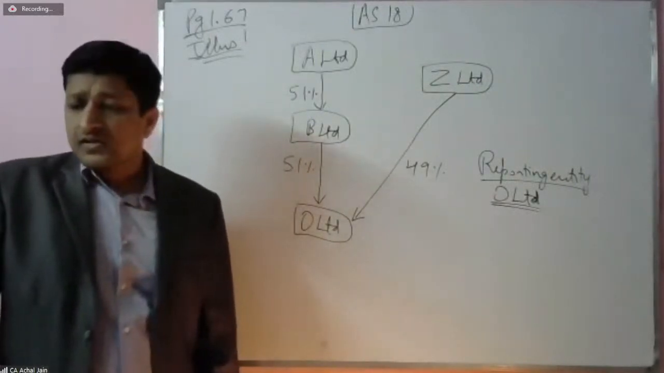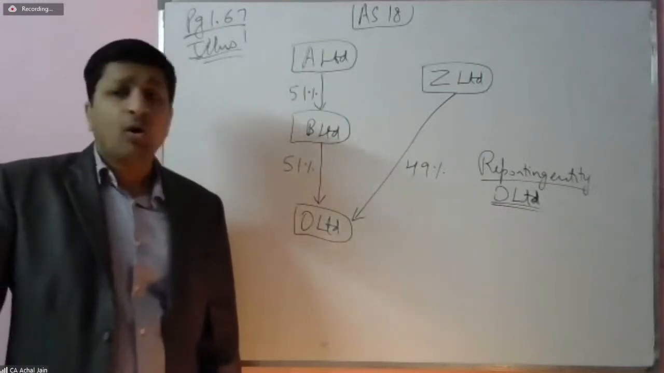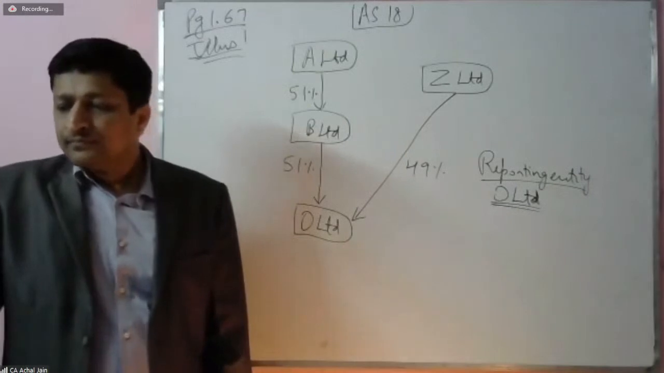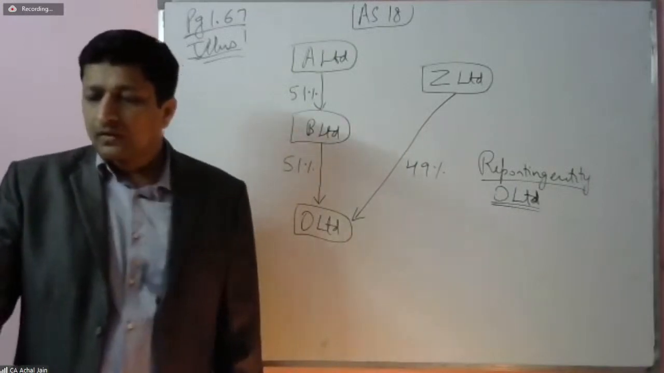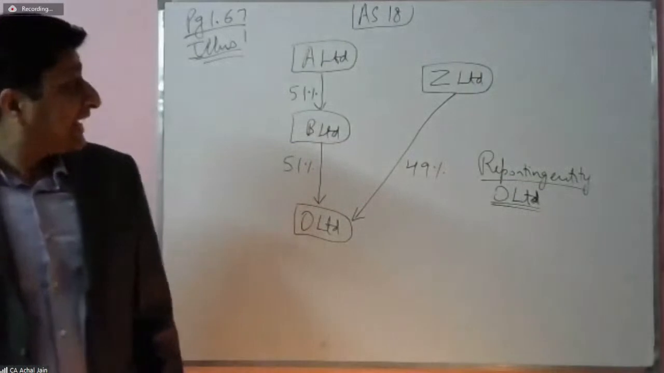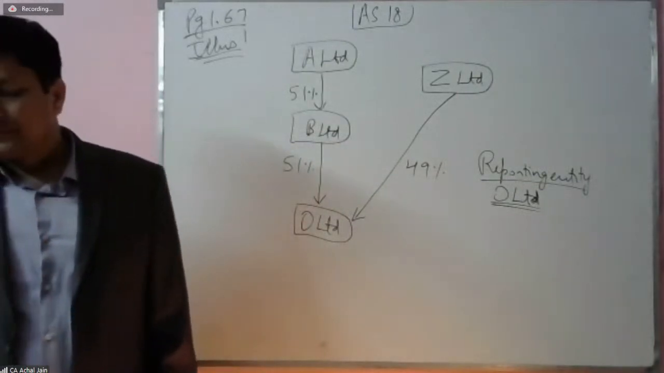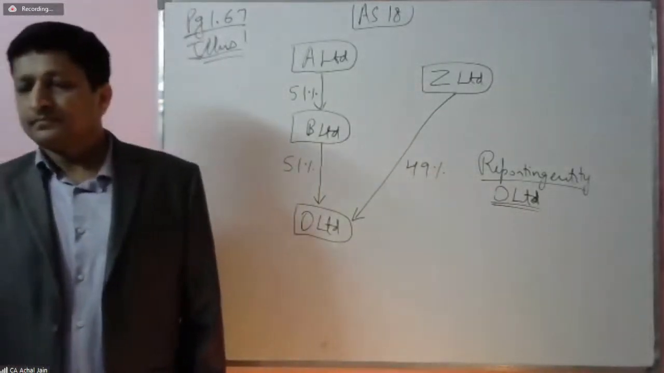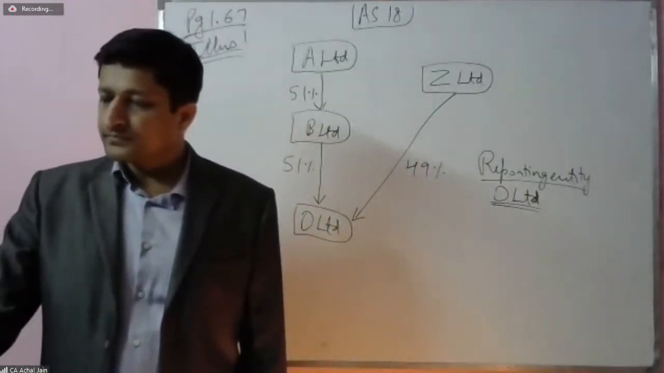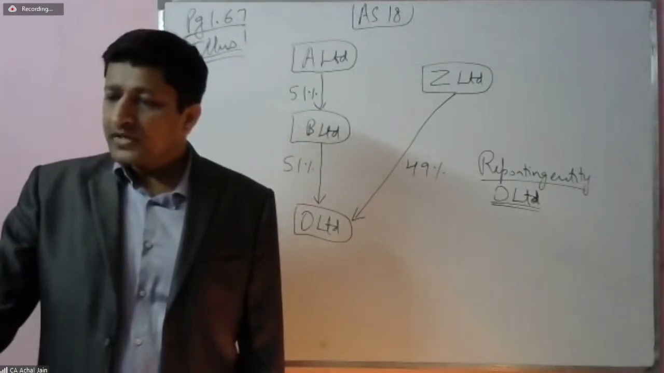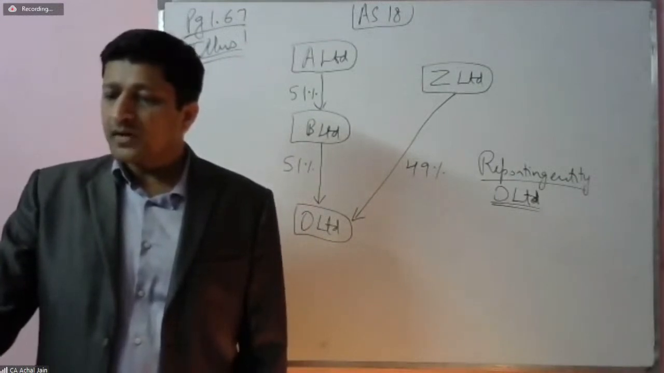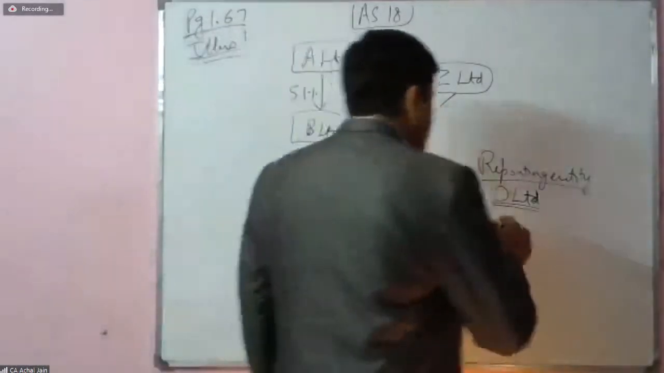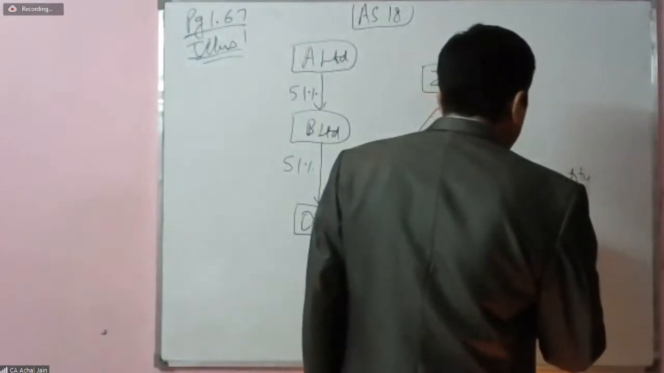For B, who all will be considered as related parties? Okay, Maman is saying A, B, and Z. What about others? I can see the same response from Sanchita, Pooja, Khushi, Harsh, and Vrinda. Yes, that's very good. A, B, and Z.